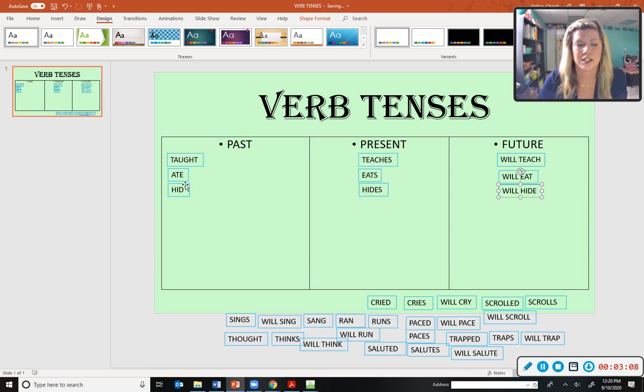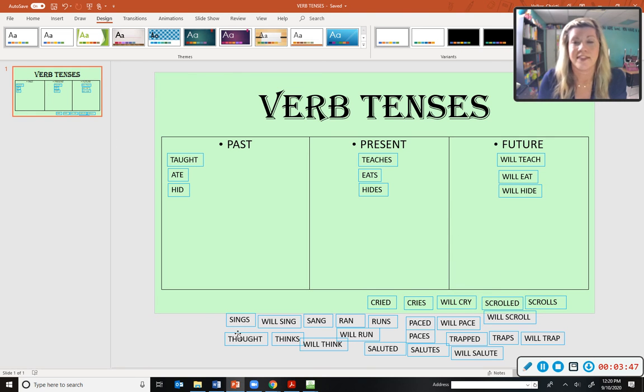Okay? So far, let's look at what we have and see if we see a pattern. In the future tense, I can see that every verb has will in front of it. Will teach, will eat, will hide. Present tense, I can see that every verb has an S or ES on the end of it. Teaches, eats, hides. Past tense. Taught, ate, hid. I don't see a pattern there yet, but we'll keep going and maybe we'll see some words that do have a pattern in the past tense.